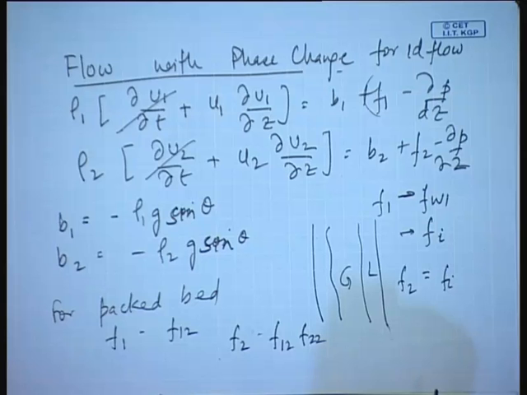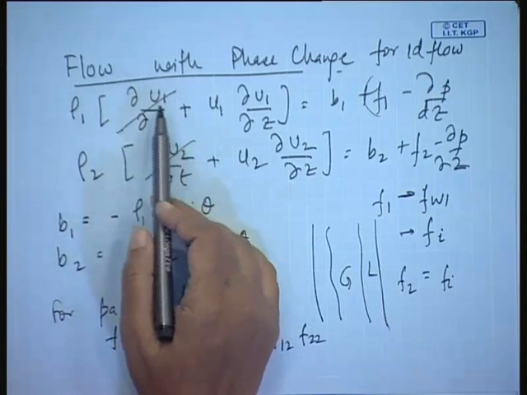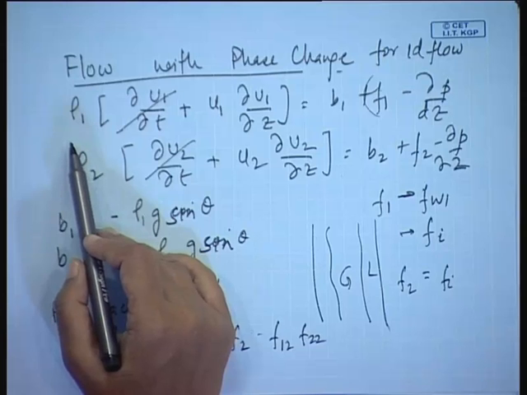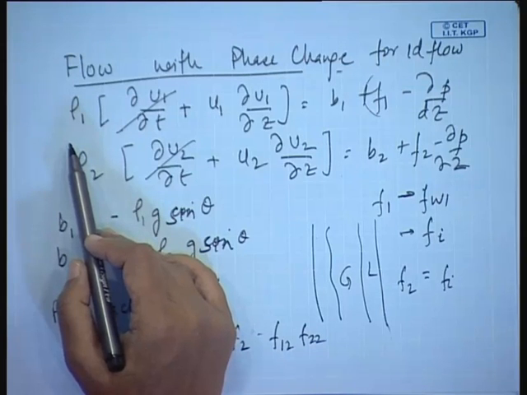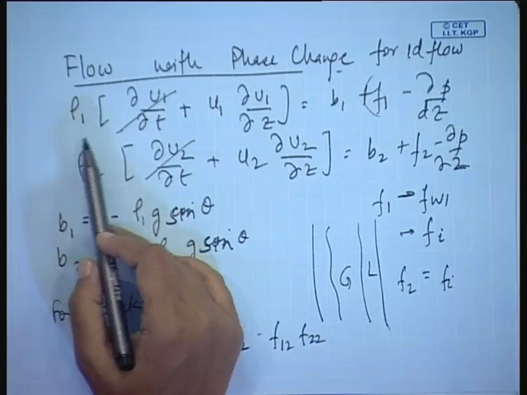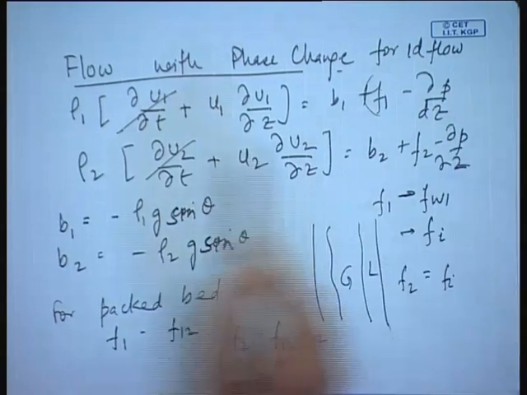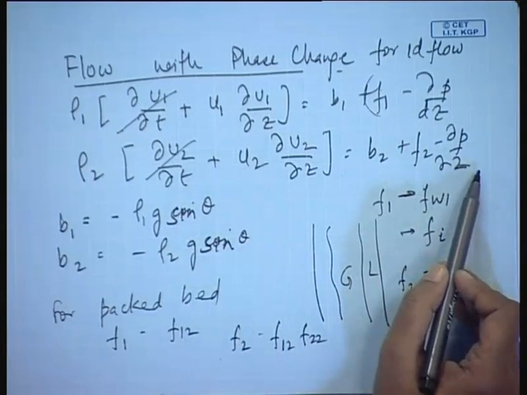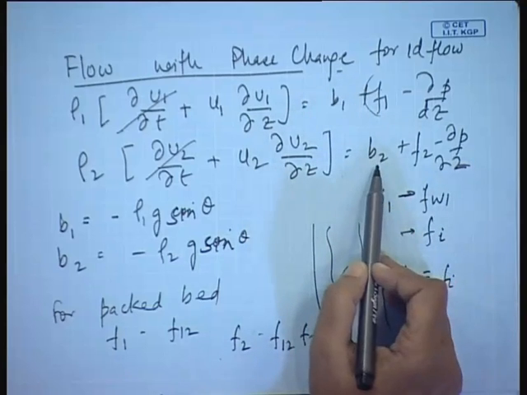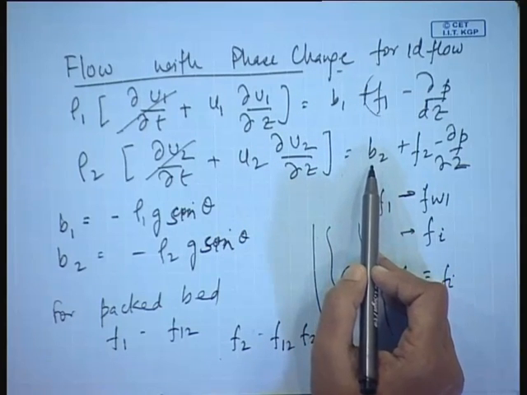Is it clear? We will be doing some problems on it as well, but please remember one thing: whenever we have any particular two phase flow situation, we can write down the momentum equation for phase 1 in this particular way, and the momentum equation for phase 2 in this particular way. B1, B2 are the body forces, they can be very easily evaluated.